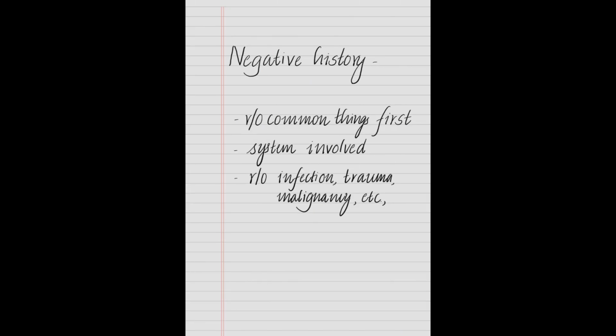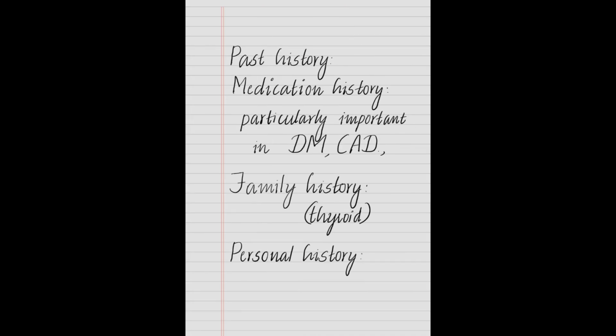4. Negative history. This is where you shine. Rule out common things first, like infection, trauma, malignancy. Make sure you go system wise and rule out possible complications as well. 5. Past, medication, family, and personal history.